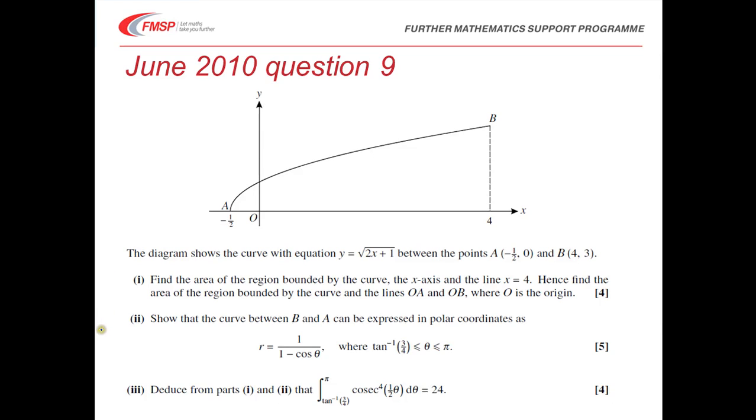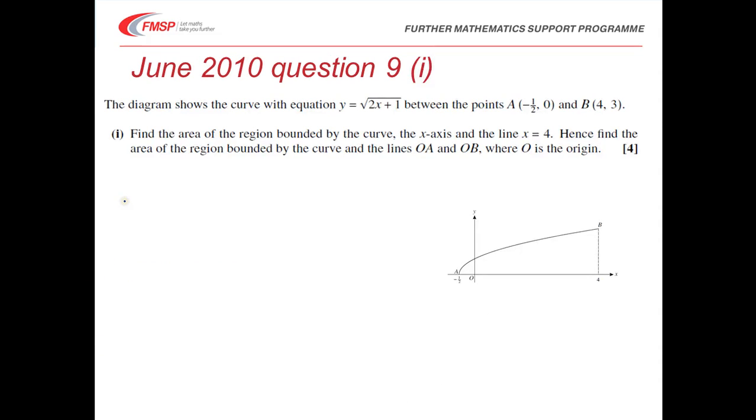In part 2, show that the curve between B and A can be expressed in polar coordinates in this form, r equals 1 over 1 minus cos theta, where we're given a range of values, which we'll need to make sure we can show correctly. And then in part 3, deduce from parts 1 and 2 that the integral between inverse tan of 3/4 and pi of the cosec to the power of 4 over half theta d theta is equal to 24. So 13 marks in total for the question.